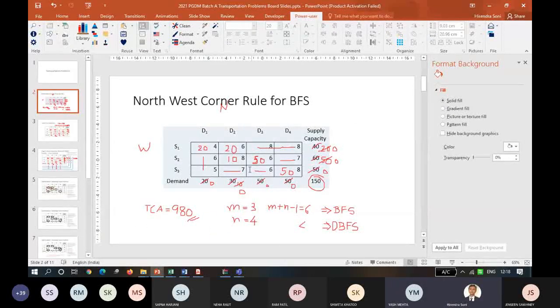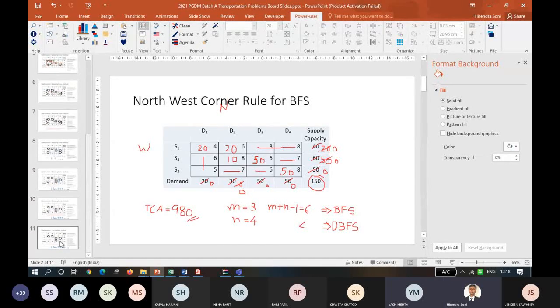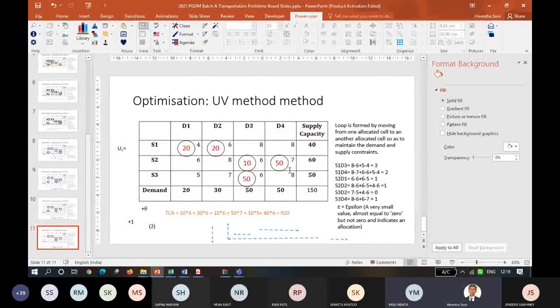वो 20 के नीचे आएगा ना 10. 20, हाँ 10 इधर आएगा, 50 50, 20 20 10.